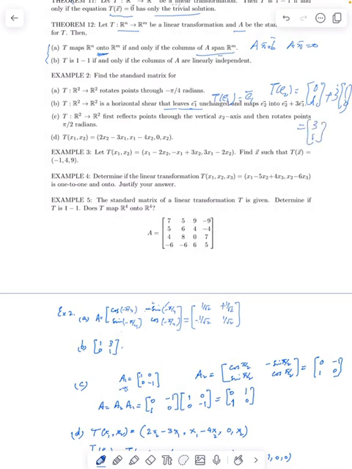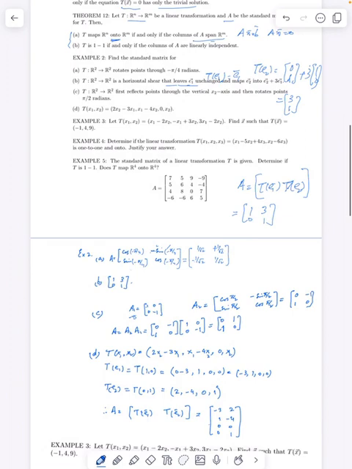So remember from before, the matrix A is going to be T of E1 and then, as the second column, T of E2. There are two axes, so there are two vectors on the axes, so we have only two columns for A. The first vector is 1, 0 and the second is 3, 1, so the matrix for this transformation B is here.